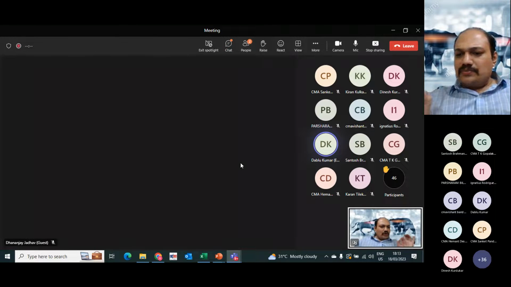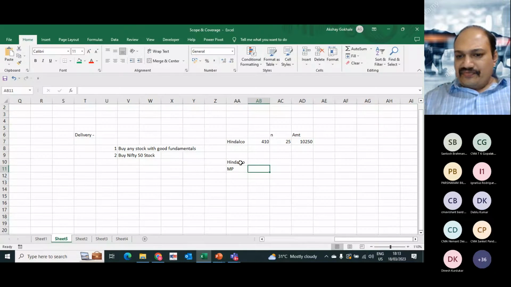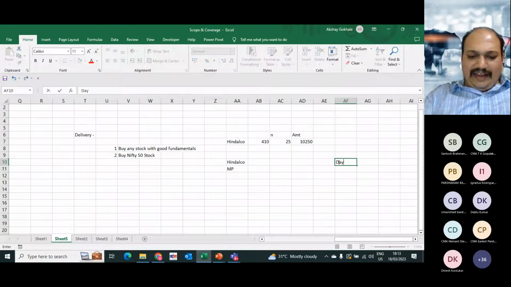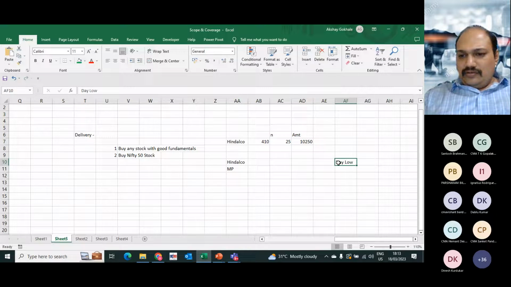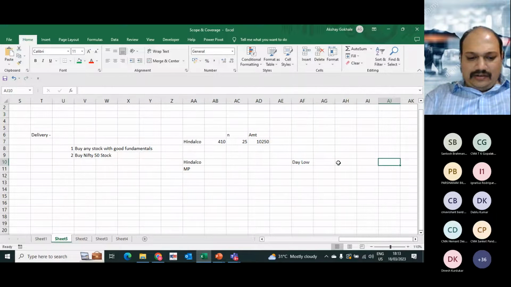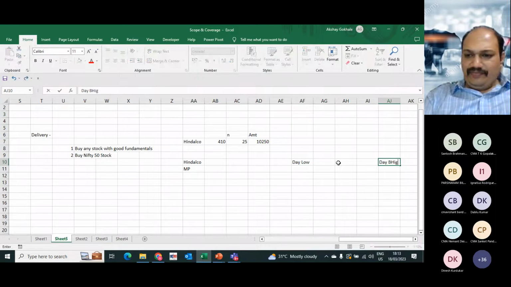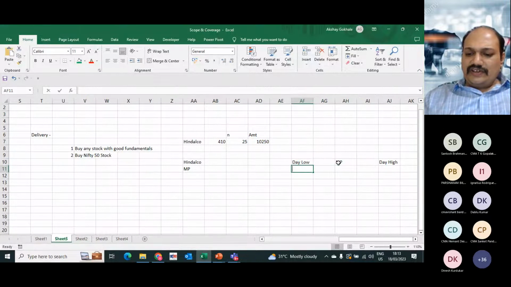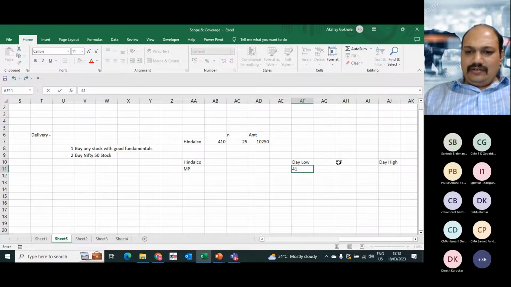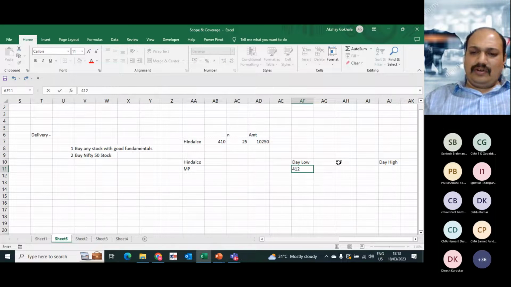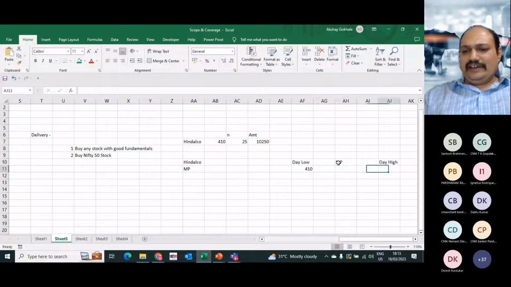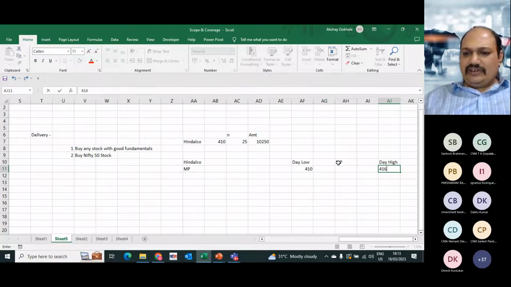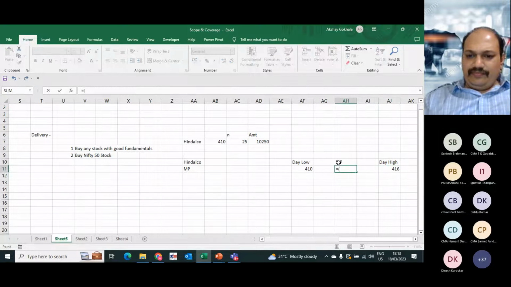You just observe Hindalco's intraday. Suppose, as I told you earlier, day low, day high, and midpoint. So your day low for Hindalco is say 410, chalo, le lo. Day high is 416. What is your midpoint?